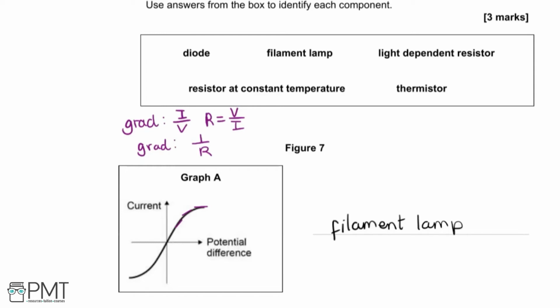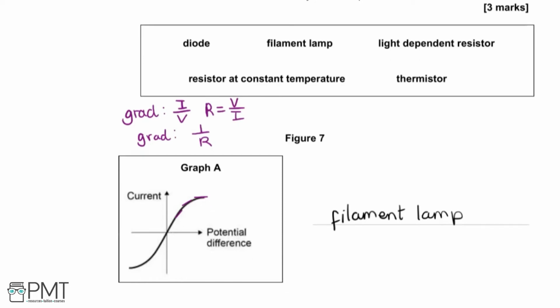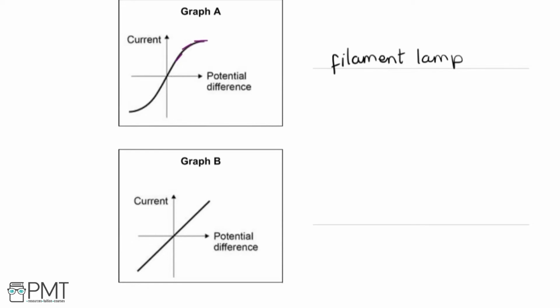This happens because as the potential difference increases, the temperature increases, so the resistance increases. In graph B, current is directly proportional to potential difference, so it's an ohmic conductor. The only ohmic conductor on our list is a resistor at constant temperature.